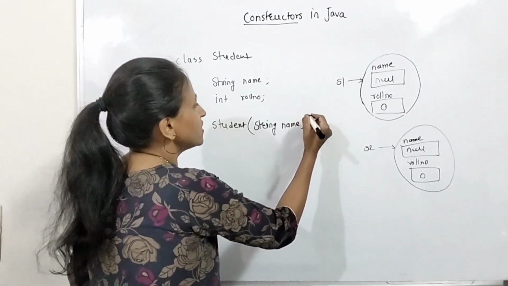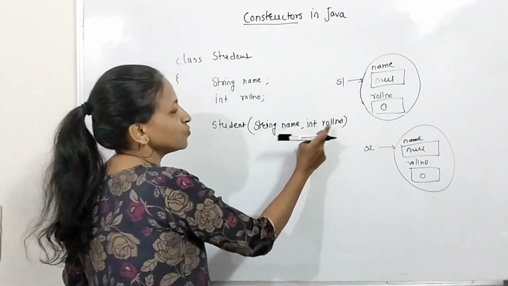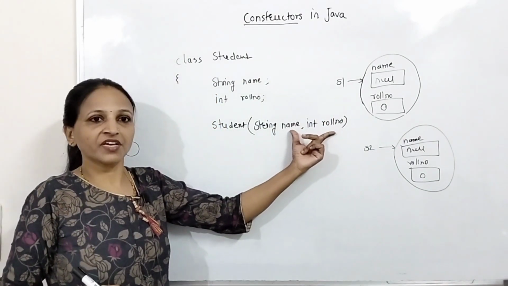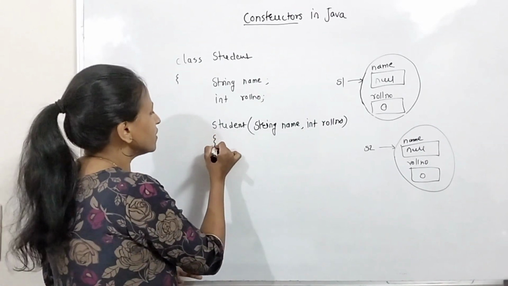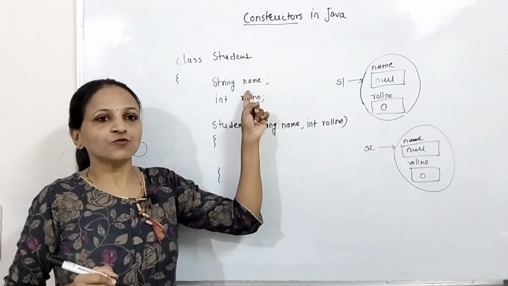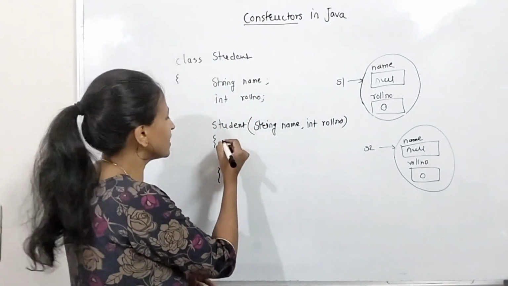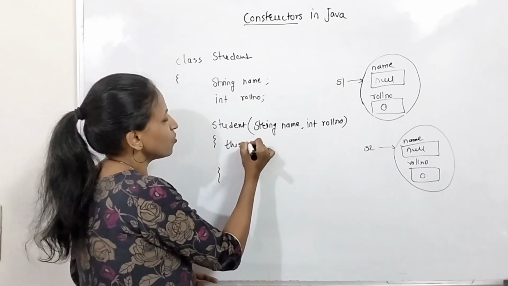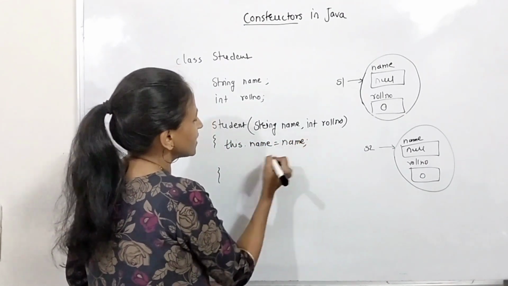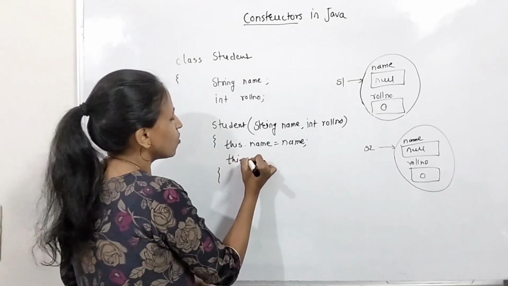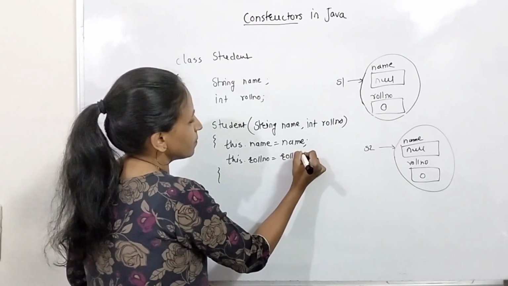The second one is roll number. Int roll number. See here I am just using same identifiers for giving these formal arguments like name and roll number. Now here how we can assign value to this name and roll number with the help of assignment operator. Now see, just write like this. this.name equals to name, and second one is this.rollNumber equal to rollNumber.